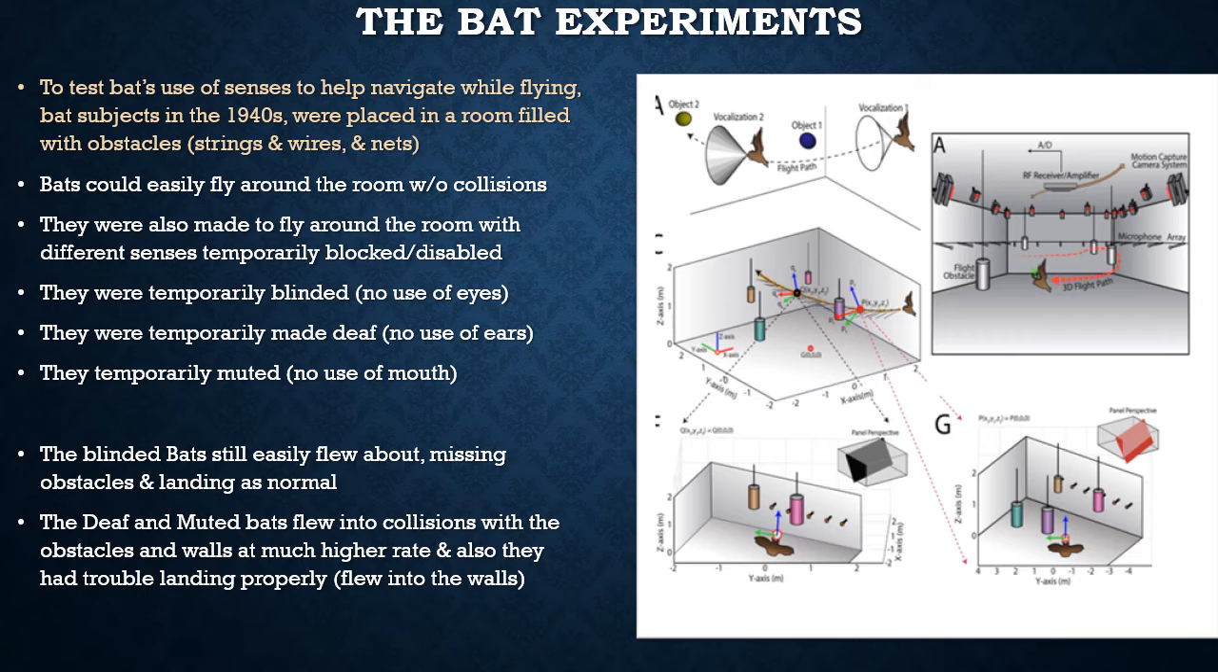However, the bats that had their ears temporarily disabled and the bats that were muted, both of those groups tended to have lots of collisions. They appeared not to be flying nearly as well, and they also had trouble landing properly. They would ram into walls several times before they realized there was a spot to land at. So the blinded bats seemed to have no difficulty, while the deaf and muted bats tended to have a lot of difficulty flying about all of a sudden.